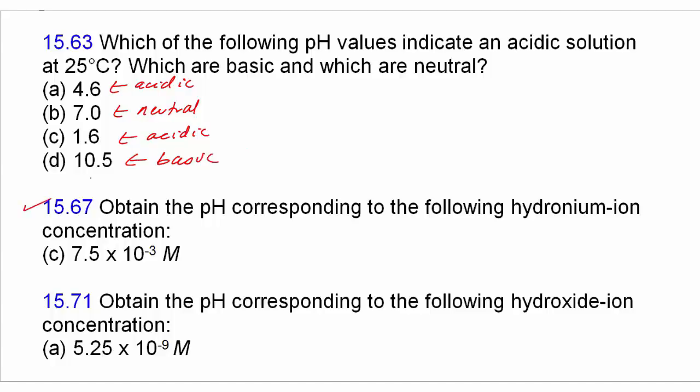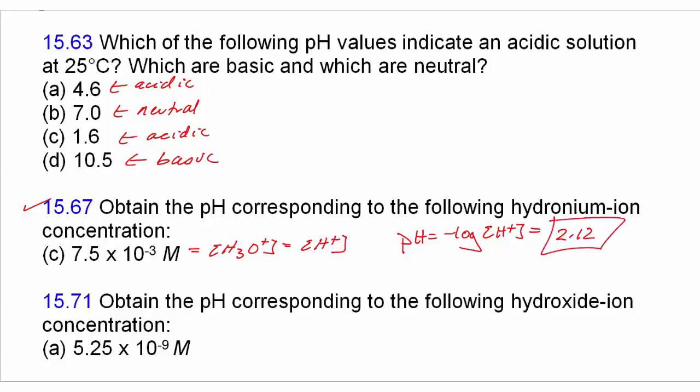How about obtain the pH corresponding to the following hydronium ion concentrations? Well, this is the concentration of hydronium ion. But remember, that's just the same as hydrogen ion. And since pH is the negative log of hydrogen ion concentration, all you have to do is just take the negative log of it. So 7.5 times 10 to the negative 3, log, and negative, 2.12. You take the negative log of 7.5 times 10 to the negative 3, you got it.